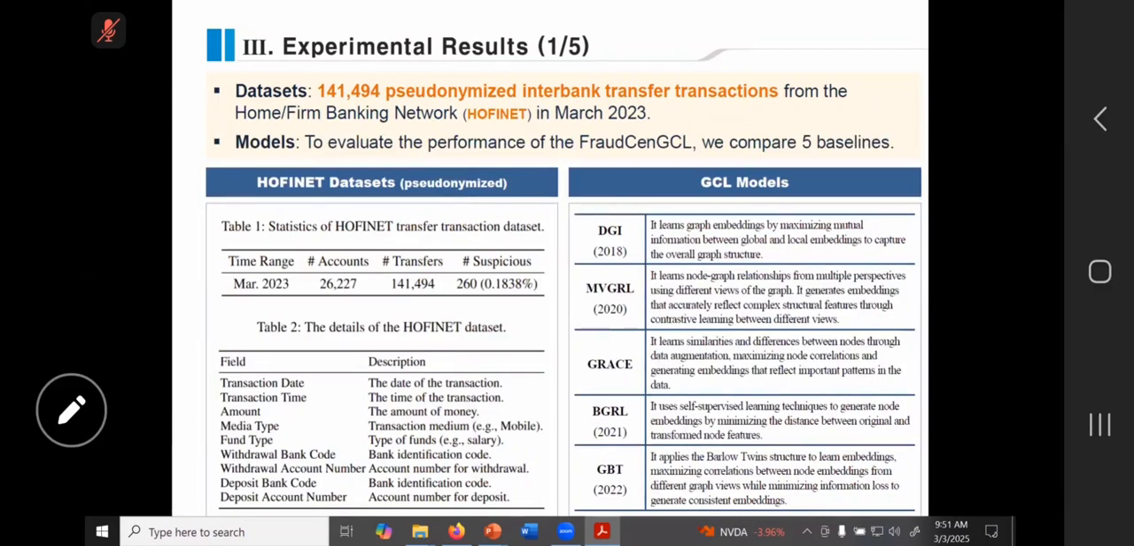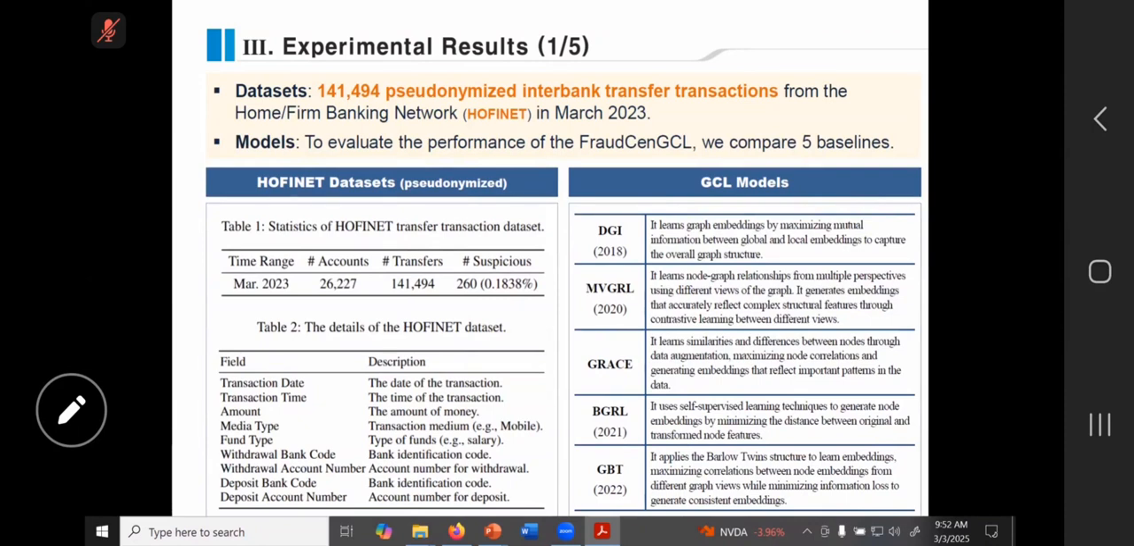Here are the main experimental results. The data set was created in March 2023. The number of accounts is almost 30,000, and the number of transfers is 141. The proportion of suspicious accounts is 0.18%. This data is pseudonymized, and the details of the HOFINET data set are shown in Table 2.